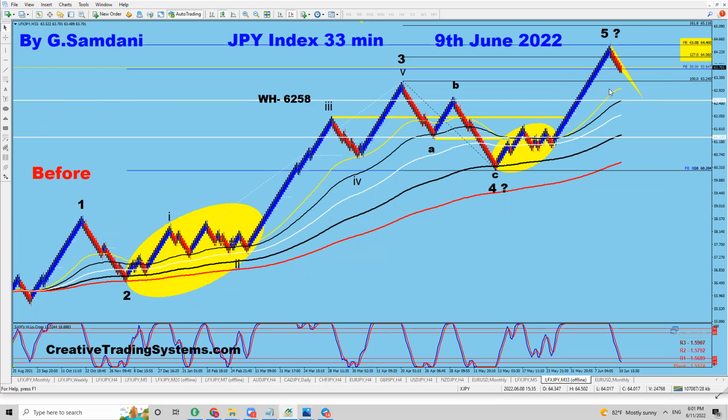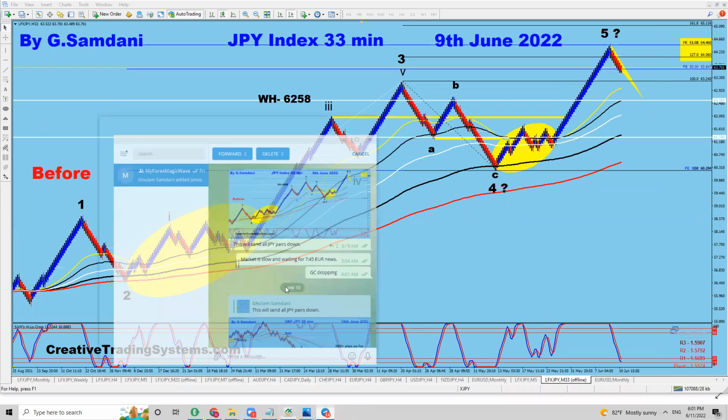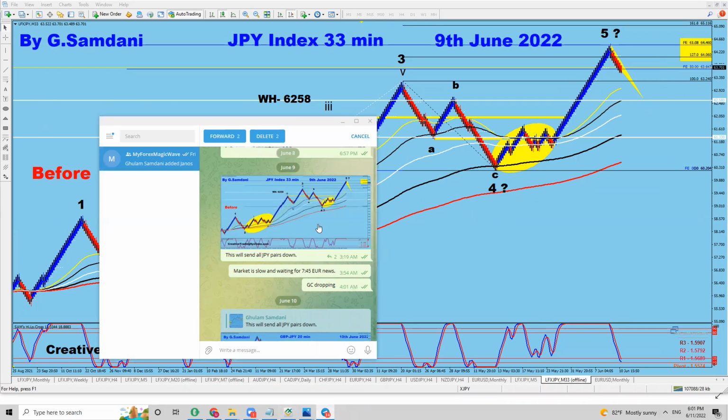So because of this, let me show you the Telegram. See this chart? I posted on the Telegram right here on June 9th. You see that 9th?